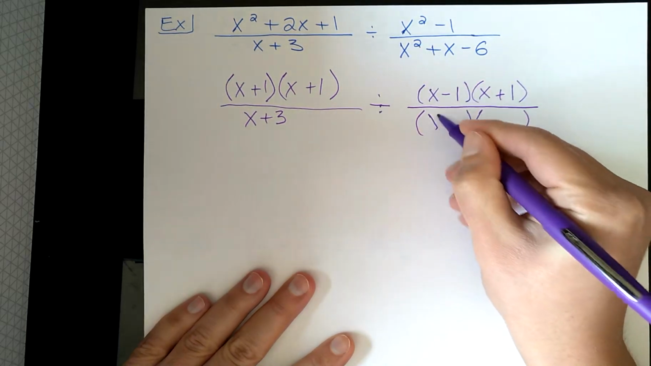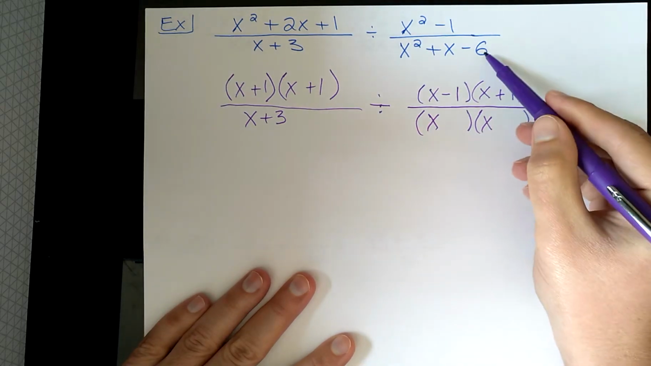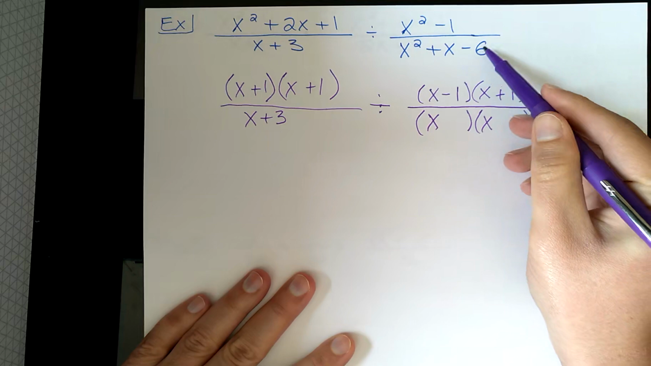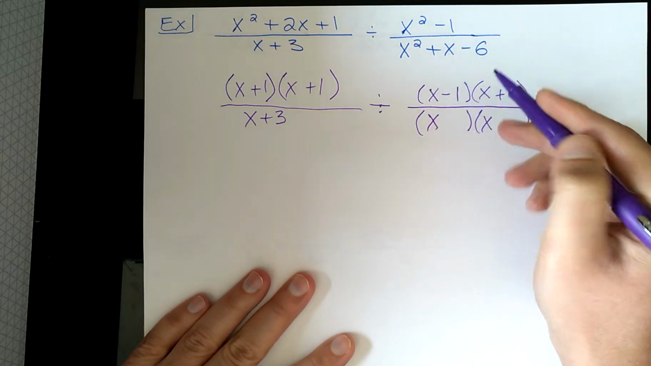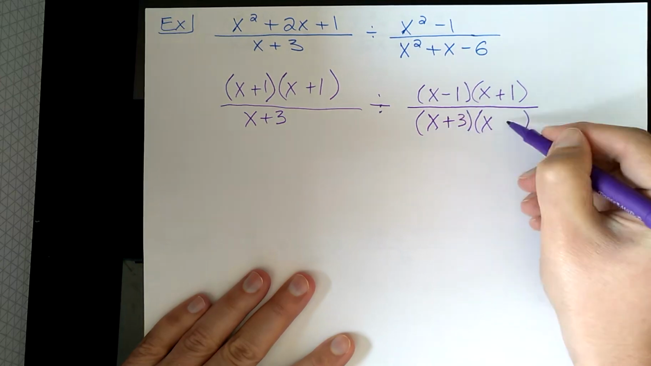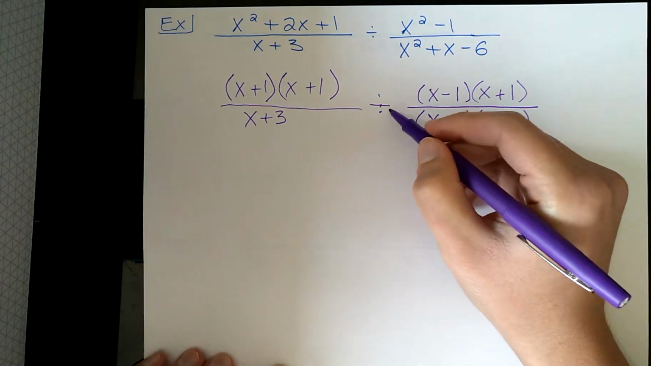We want two values that multiply to give us x squared. That's x and x. And now two numbers that multiply to give us negative 6 and add up to give us positive 1. So that'd be plus 3 and minus 2. So at this point, we now just need to take care of the division.